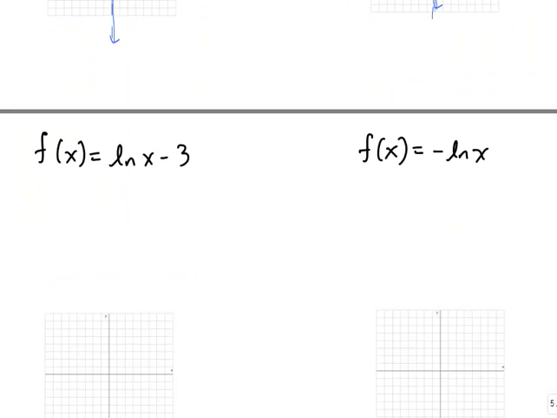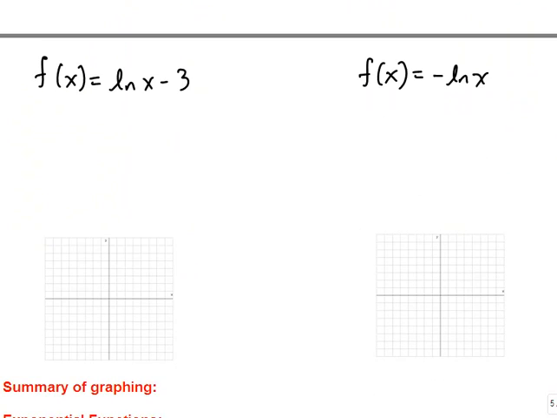Okay, let's try a couple more of these. Here we have ln of x minus 3. There's no parentheses here, so this minus 3 is off to the side. This is going to be a vertical shift down 3. Remember, for log graphs, that does not affect your asymptote. If this was an exponential graph, it would affect your horizontal asymptote, but it does not affect our vertical asymptote. So the vertical asymptote for this will stay at 0.